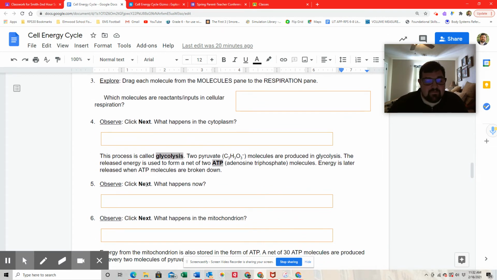4 and 5 and 6 are talking about this process called glycolysis. Glyco means glucose or sugar, and lysis means to split. So this is just a process where they split sugar before cellular respiration happens. And the ATP, we know this from our notes, is the molecule for energy.